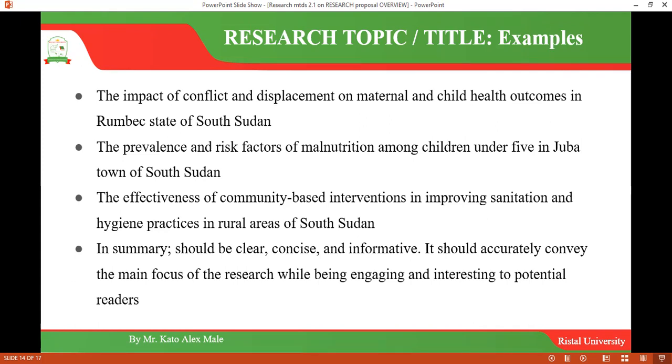You get it? In summary, your topic should be clear, concise, and informative. It should accurately convey the main focus of research while being engaging and interesting to the potential readers.